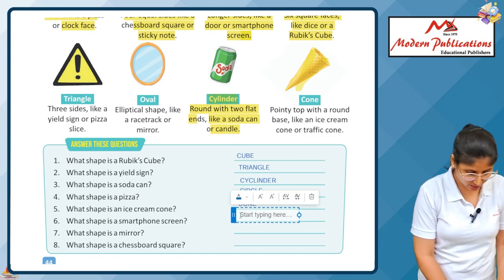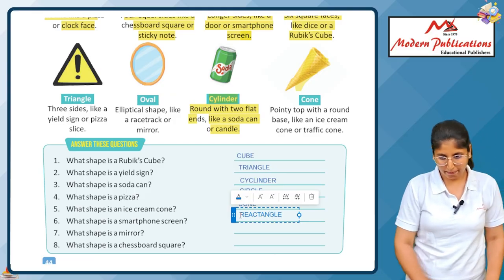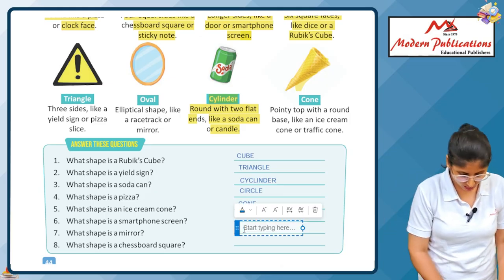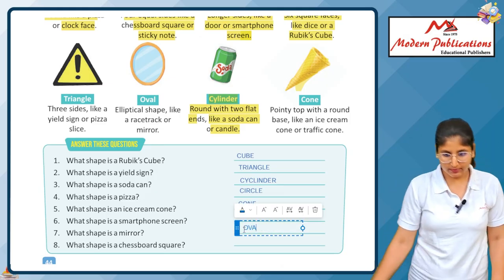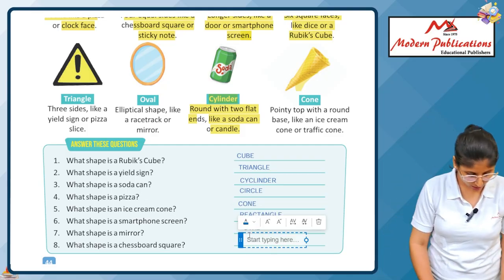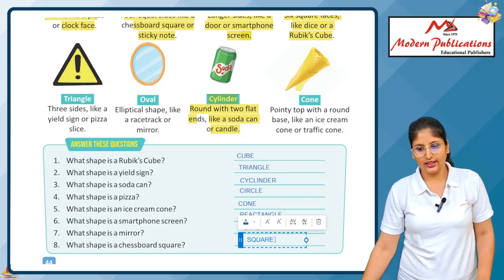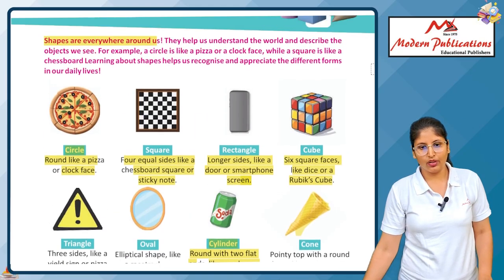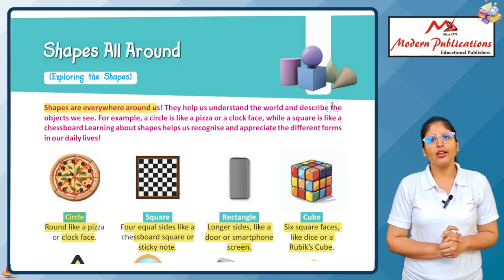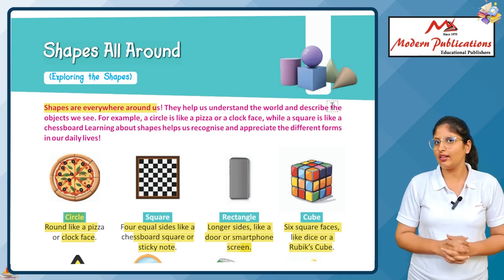Next, smartphone screen. Which shape does a smartphone screen have? Rectangle. Next, mirror. The mirror shape is oval. Next, what is the shape of a chessboard? A chessboard is in the shape of a square. These are related to shapes around us: square, rectangle, circle, triangle and all these things.